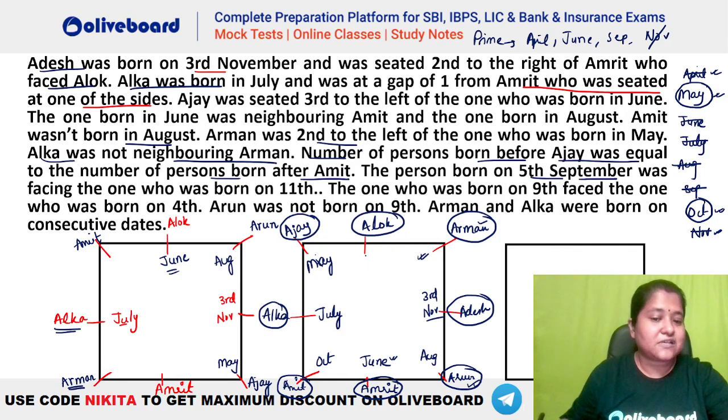So if we take 11th September as Alok, he cannot be 11th September, because we have 5th September. So 5th September is there, so September is also not a possibility. Either it has to be 11th April or it has to be 11th June.